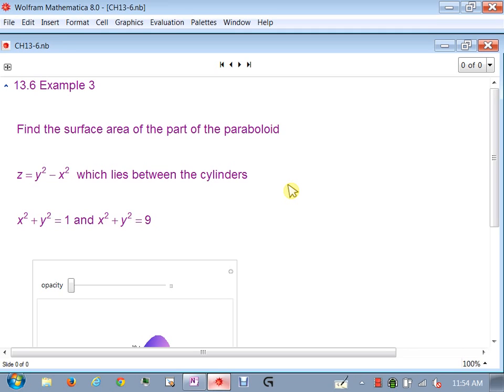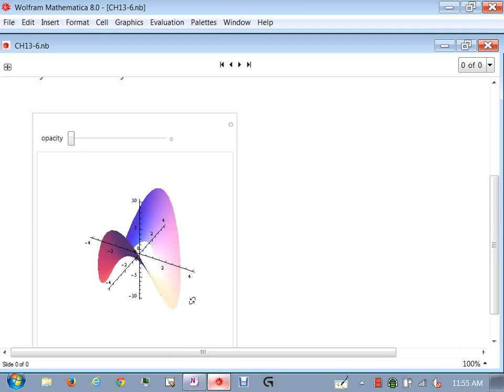And I'm trying to find the surface area of this saddle, but I'm only looking between these two cylinders. Now, this first cylinder opens up parallel to the z-axis, has a radius of 1. So again, we have that saddle, we have a cylinder coming up through it, and then we have another cylinder coming up that has a wider radius. So I'm looking for the surface area of that saddle between those two cylinders. Is that what you were thinking?